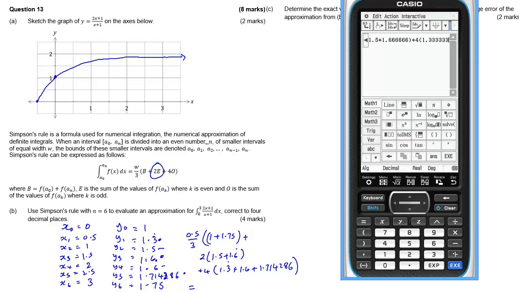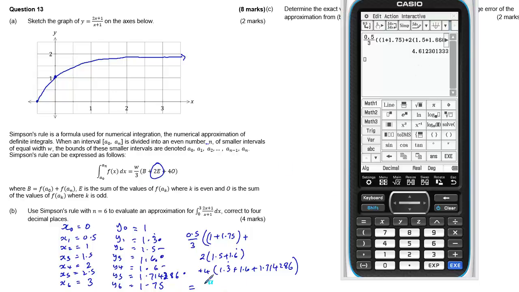1.333333, add 1.6, add 1.714286, and just execute that, and that gives us, we want 4 decimal places here, so 4.6123.